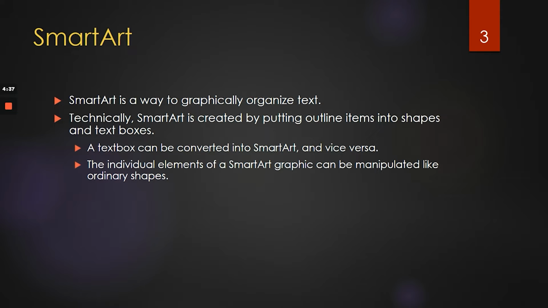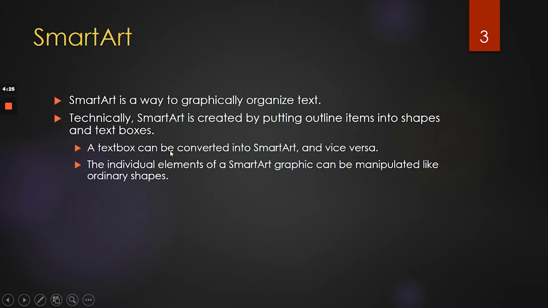We are going to start with SmartArt. SmartArt is a way to graphically organize text. So it's more about words than numbers. So you'll typically use SmartArt more to show hierarchies, relationships, and maybe steps of a procedure versus things like spreadsheets, tallies, percentages, and things like that. Technically, SmartArt is created by putting outline items into shapes and text boxes. So you will create an outline and SmartArt will turn that into a picture.